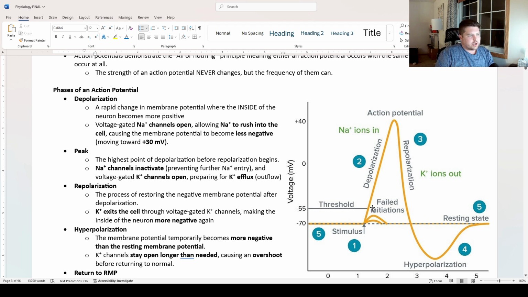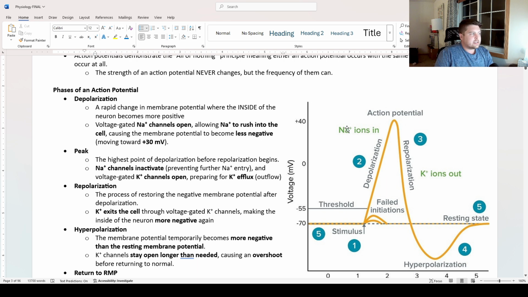If a stimulus reaches threshold, we go through a process that's called depolarization. Depolarization is a rapid change in the membrane potential where the inside of the neuron becomes more positive. Remember how we said, negative 70, which cell type has a resting membrane potential of negative 70? That's going to be the neuron. If we have a stimulus in the neuron and we hit threshold, depolarization is going to make the inside of the neuron go from a negative number to a positive number.